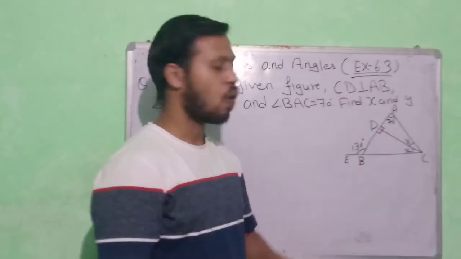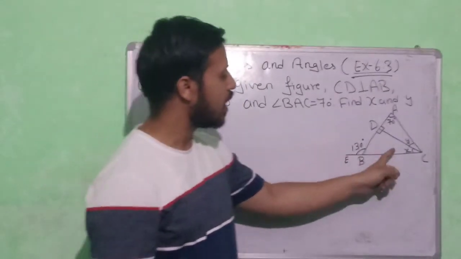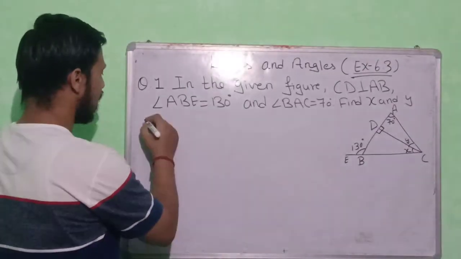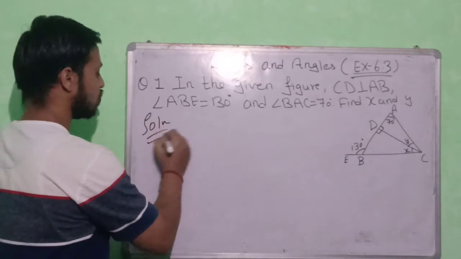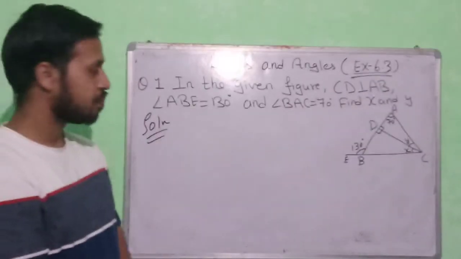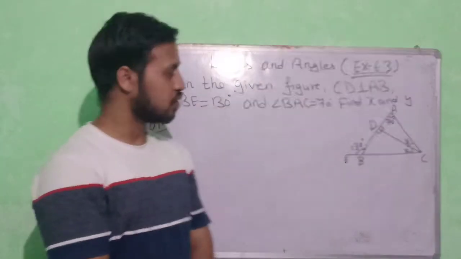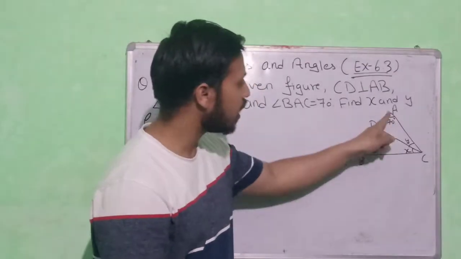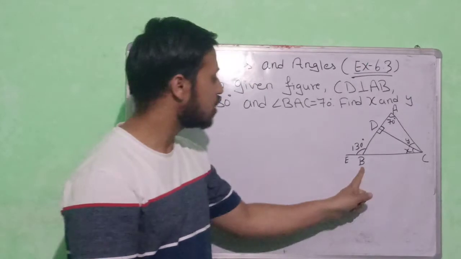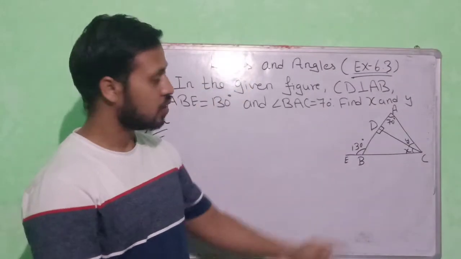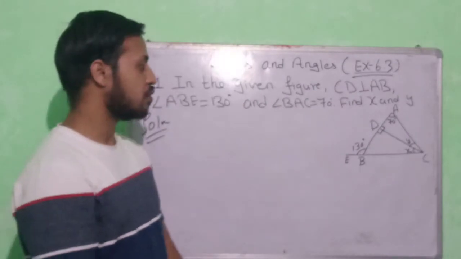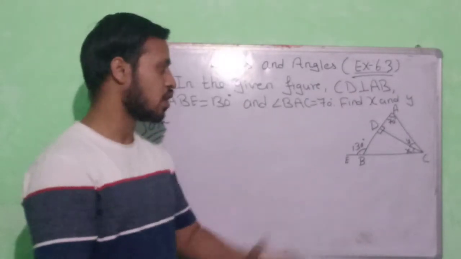to 70 degrees. What we have to find? We have to find the value of x and y. So we will start with the solution. Okay students, as you can see, there are three triangles. First is ADC, second is BDC, and third is ABC.